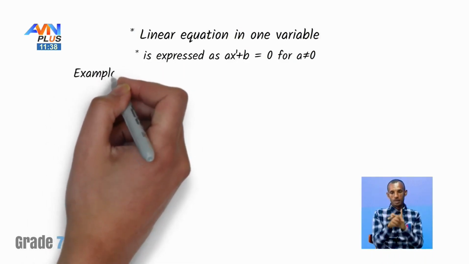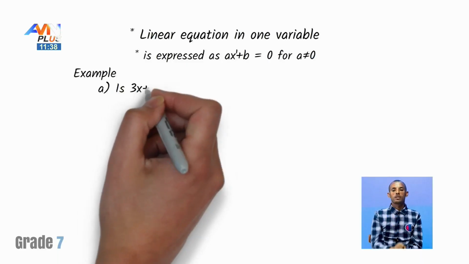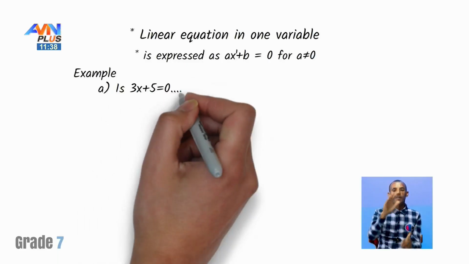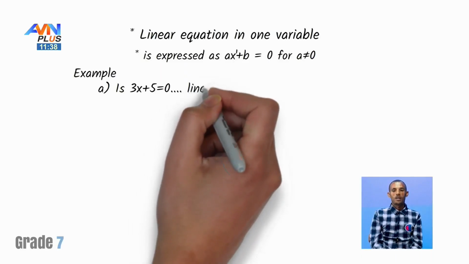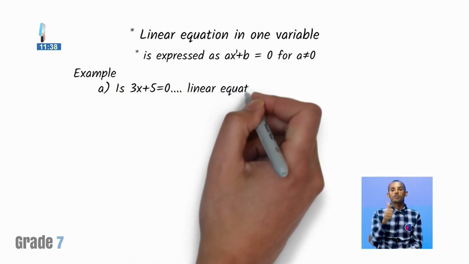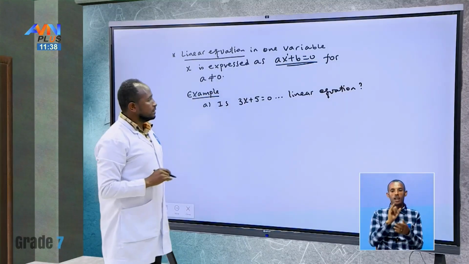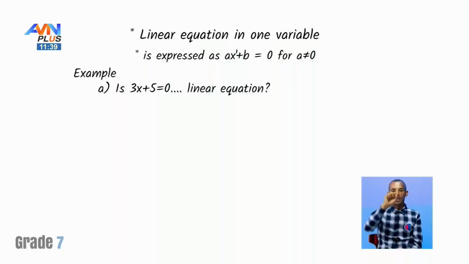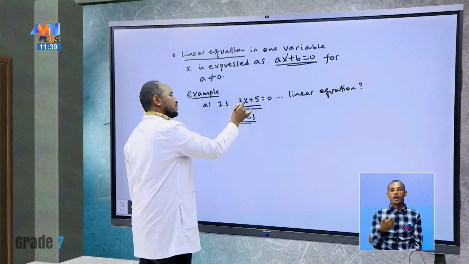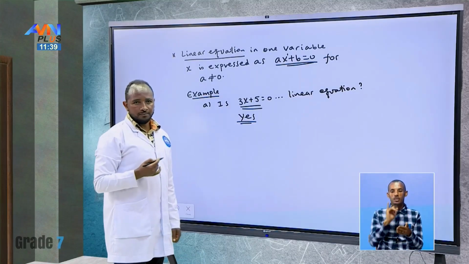Example a: 3x plus 5 is equal to 0. Is it a linear equation or not? Yes, this one is a linear equation. As you can see, there is the variable x, its exponent is 1. This one is a linear equation.